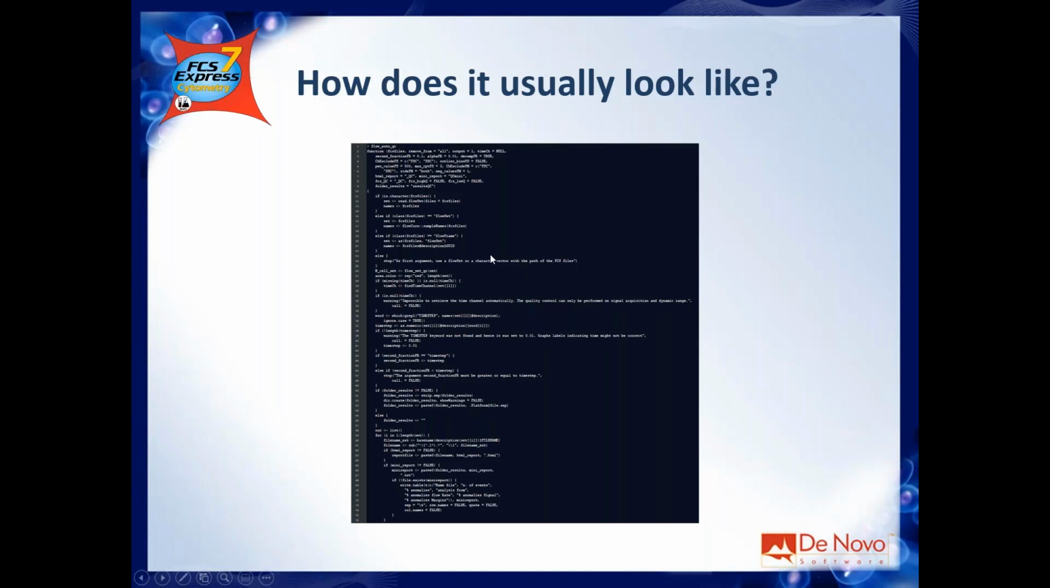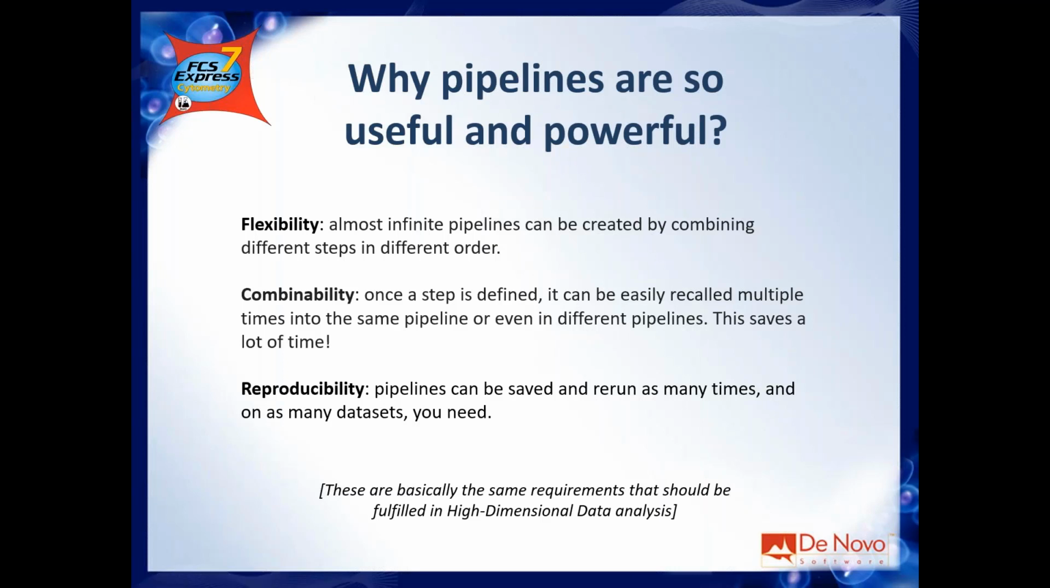Okay. So what are the main advantages of pipelines that programmers are using? Those three are the main advantages: flexibility, combinability, and reproducibility. So pipelines are super flexible. You can ideally create infinite pipelines by combining multiple steps in different orders. So it's like creating a language with an alphabet, right? So you can combine the letters basically as you want. There are some rules, okay, some guidelines maybe, but at the end, it's super flexible.